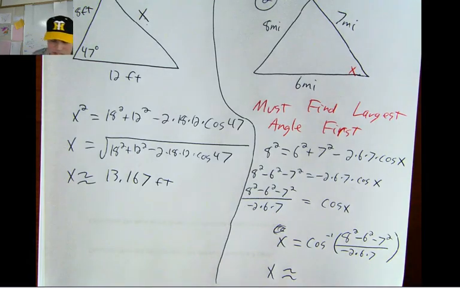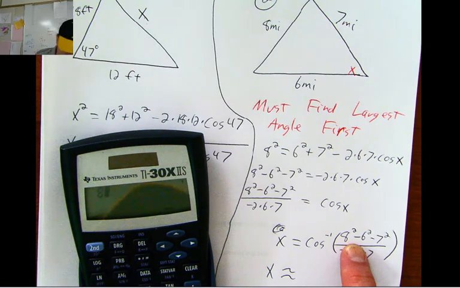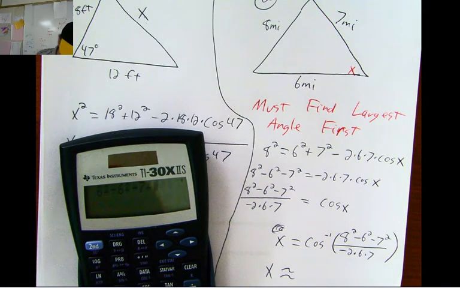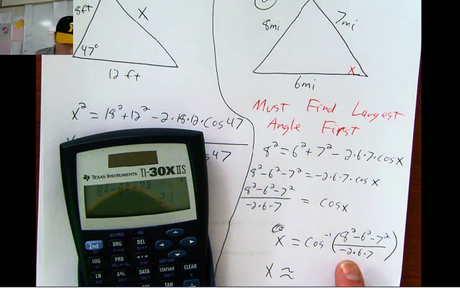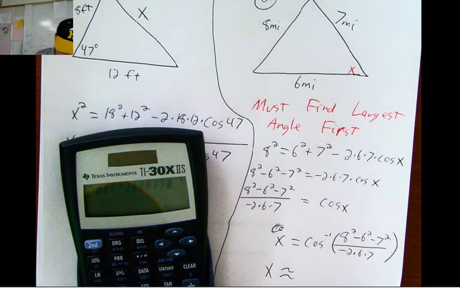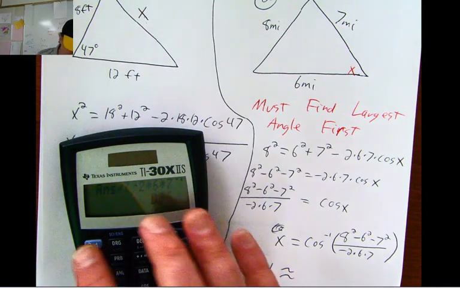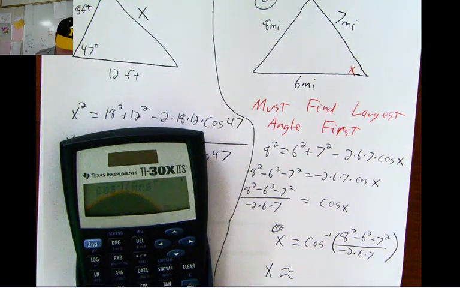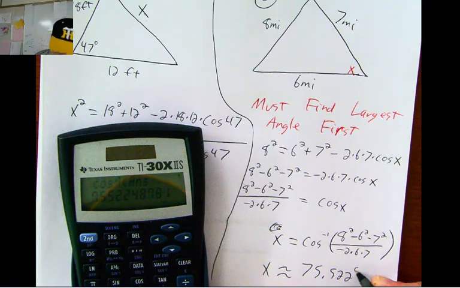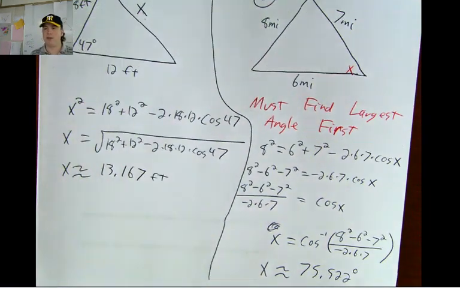This is how I tend to do these ones. I do the numerator first, so I do 8 squared minus 6 squared minus 7 squared. It's going to give me an answer. It will be negative because of this whole thing, which works out to be negative 21, divided by, parentheses, negative 2 times 6 times 7, close parentheses. So I have that, negative 0.25, and it's cosine inverse of that. So cosine inverse of that previous answer, and I got 75.522 degrees. And that found me that angle.